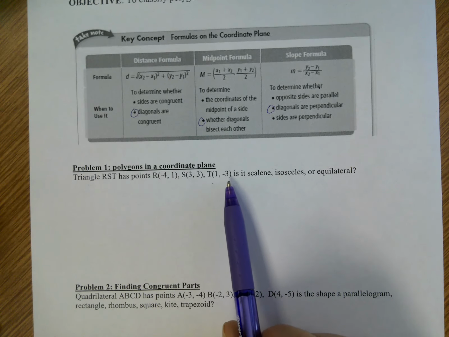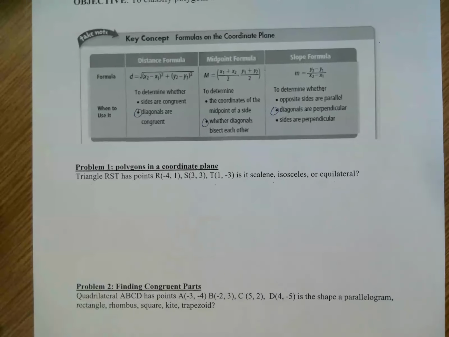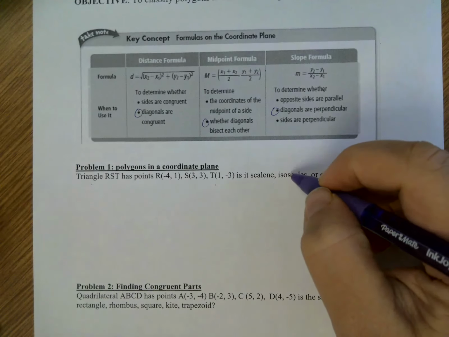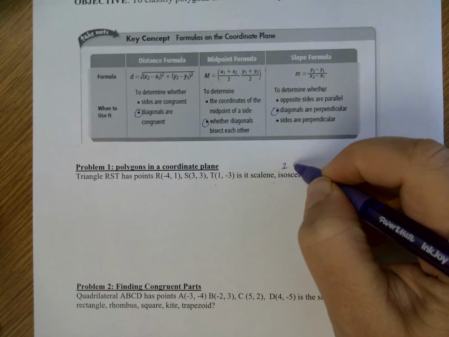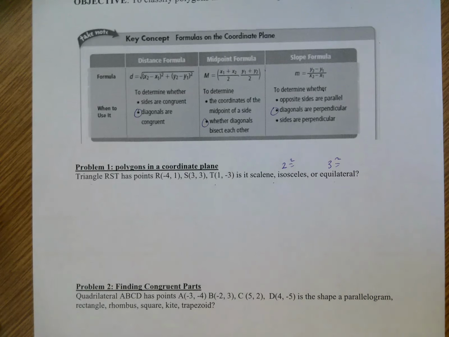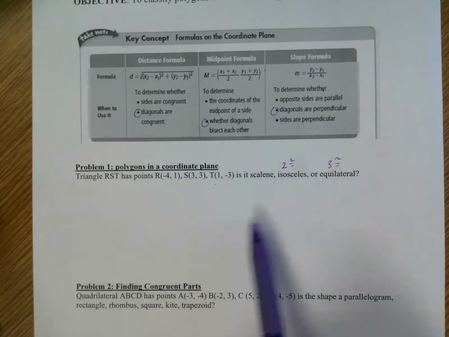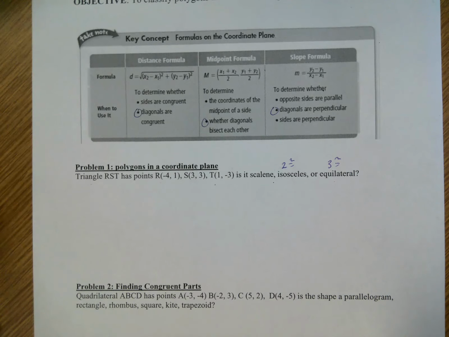You could definitely try to graph this out, but it won't be precise. Scalene means that there's no sides that are equal. Isosceles meaning that there's 2 sides that are congruent. Equilateral means that all 3 sides are congruent. So what we have to do is we have to find the distance in between each point. The hardest part with these problems is just staying nice and organized.